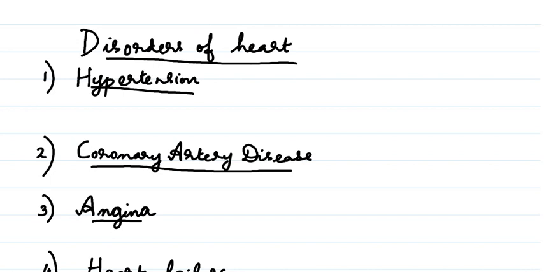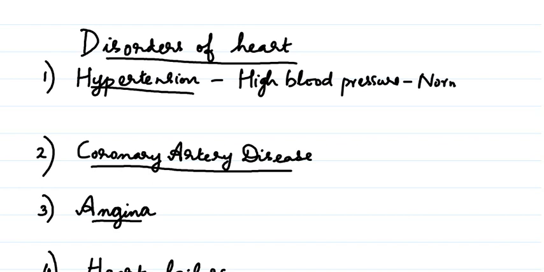Disorders of heart. One is hypertension. Hypertension is also called as high blood pressure. The normal blood pressure is say 120 by 80 millimeter mercury. So it's the pressure with which the blood is being pumped by the heart.